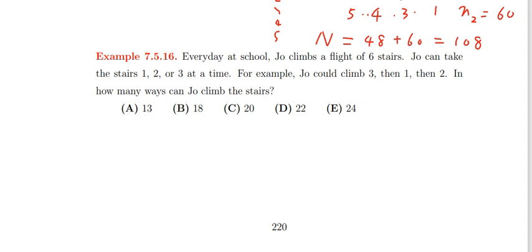For this problem, it says every day at school, Joe climbs a flight of 6 stairs. So we have 6 stairs. Joe can take 1, 2, or 3 stairs at one time. For example, he could climb 3. So here we have stairs 1, 2, 3, 4, 5, 6. Could it be he jumps 3, then 2, then 1? The question is how many ways.